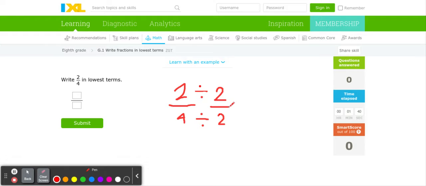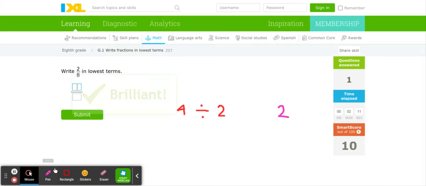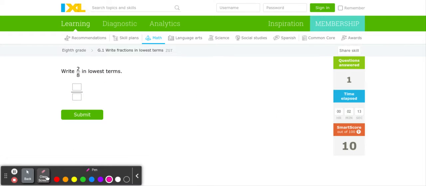Once we do that, we're just dividing 2/2, and 2/2 is 1, so we're technically not changing the value, just lowering it into simpler terms. Now, 2 divided by 2 equals 1, and 4 divided by 2 equals 2. So we know that 2/4 equals 1/2. And that was correct. Let's try another one.